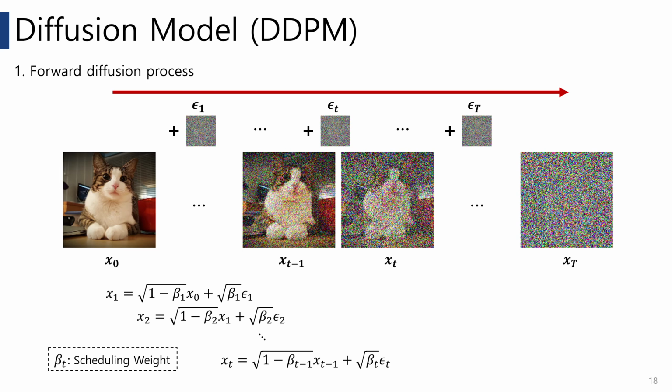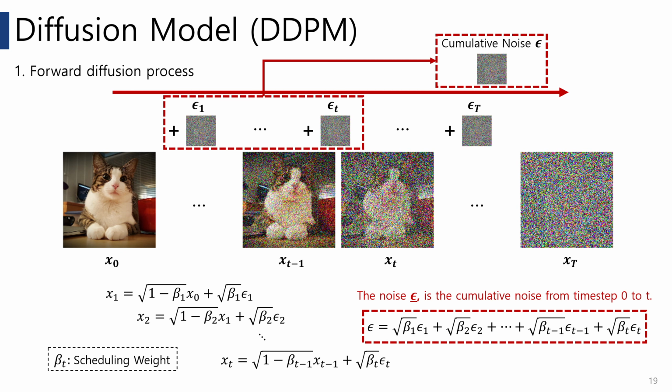The process of adding noise at each time step can be defined based on a fixed scheduling weight, which can be expressed with the following equation. One thing to keep in mind is that if you combine all the noise epsilon t added across the time steps, it can be represented as a single cumulative noise epsilon. This becomes one of the key features in the noising process of SDS. I'll explain more about it in the upcoming slides.